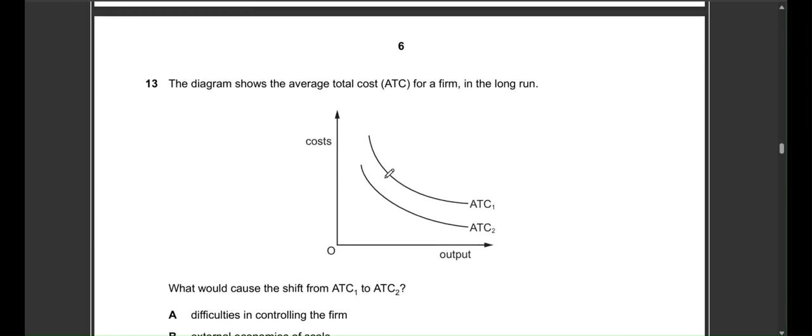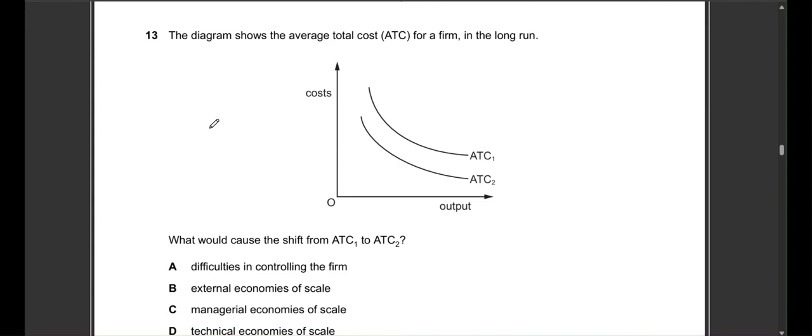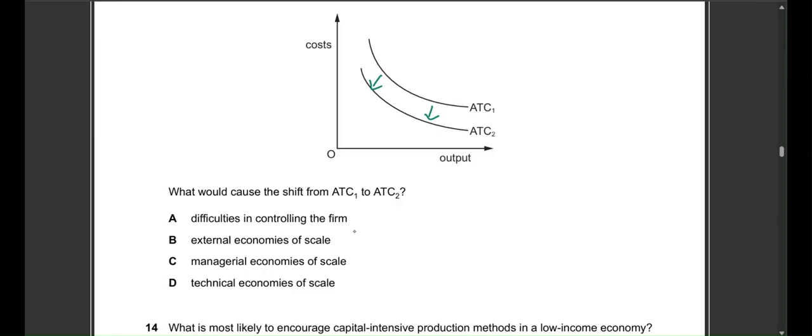Okay, now moving ahead with the next one, question number 13. The diagram shows the average total cost of a firm in the long run. So if you all can see over here, average total cost has decreased. Okay, it has shifted towards the left. Now, what would cause the shift from ATC 1 to ATC 2? Difficulties in controlling the firm. If there is a difficulty, the average cost should increase. Okay, next option is external economies of scale. Okay, this makes sense. Managerial economies of scale.